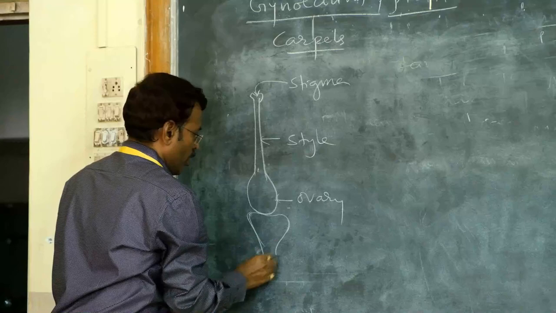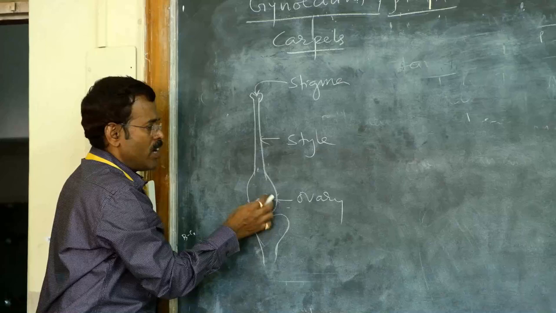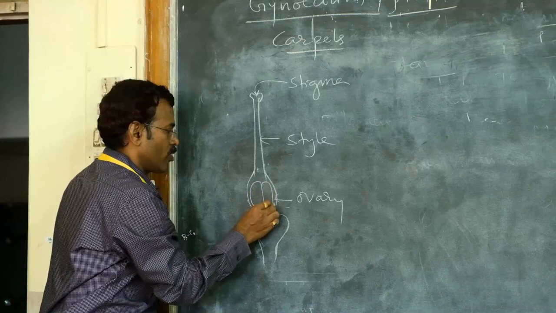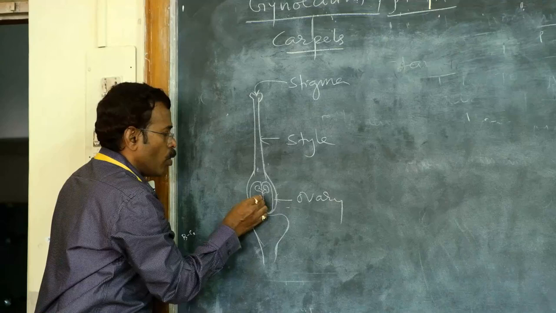This ovary is situated on the thalamus. This ovary is the swollen basal part of the gynoecium. This ovary is made up of locules or chambers. And in the locule you can see the presence of ovules.